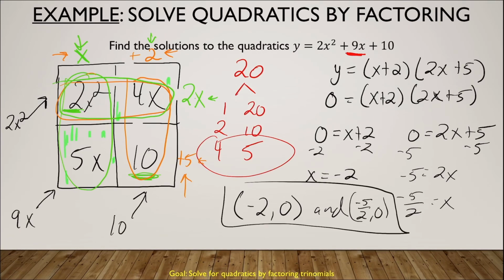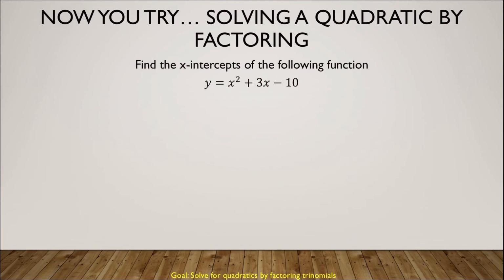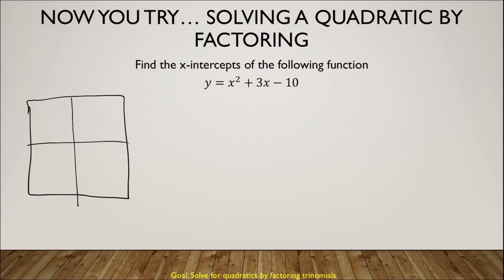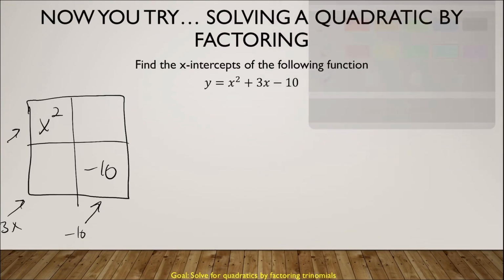There's my solution. Okay, I want you guys to try this. Find the x-intercepts by factoring. Once again, I'm going to use this tabular method. Go a little bit quicker this time. I know I get an x squared there. I know that this has to add up to be 3x, and this is going to be my negative 10. So I might multiply the coefficients of the two terms I do know. So in this case, it's a 1 and a negative 10. And I get negative 10.